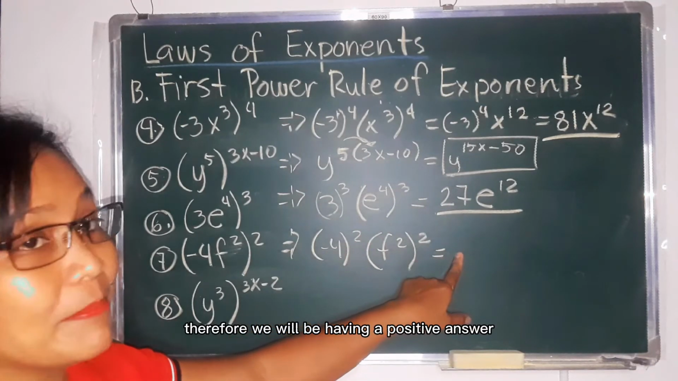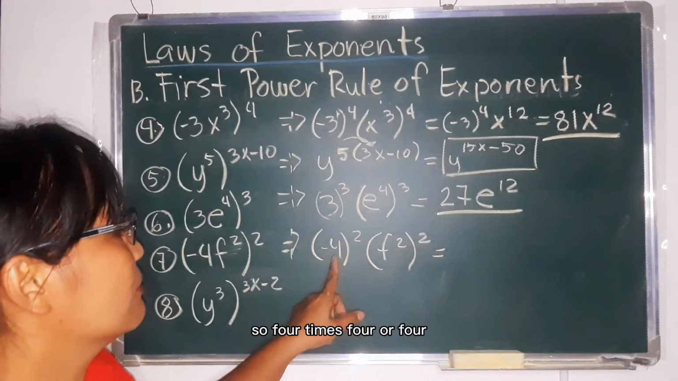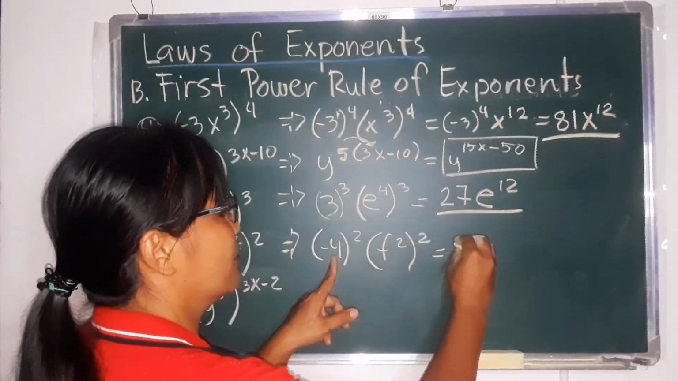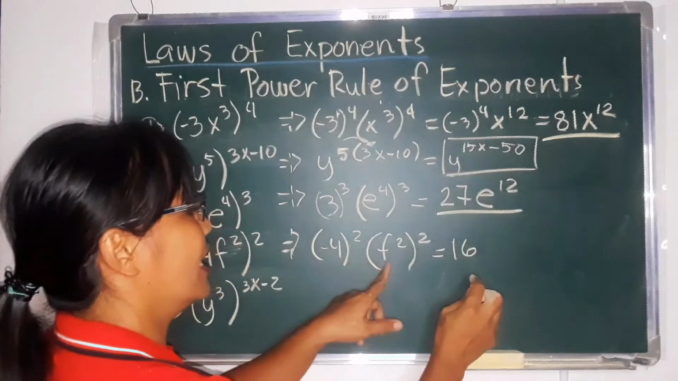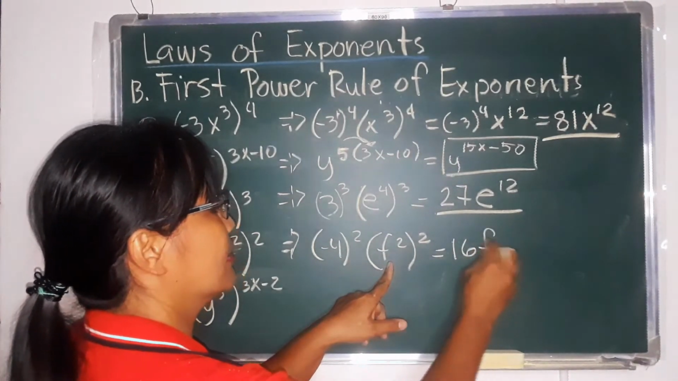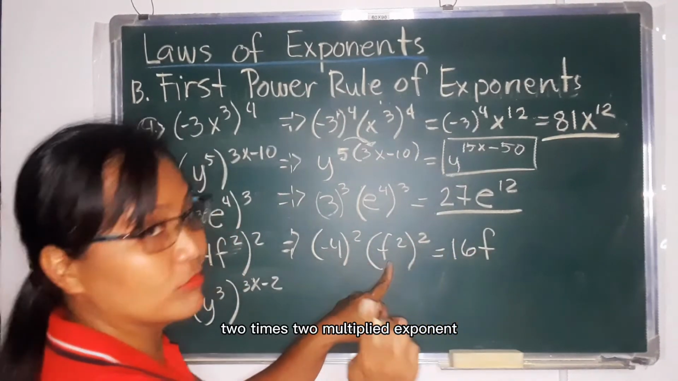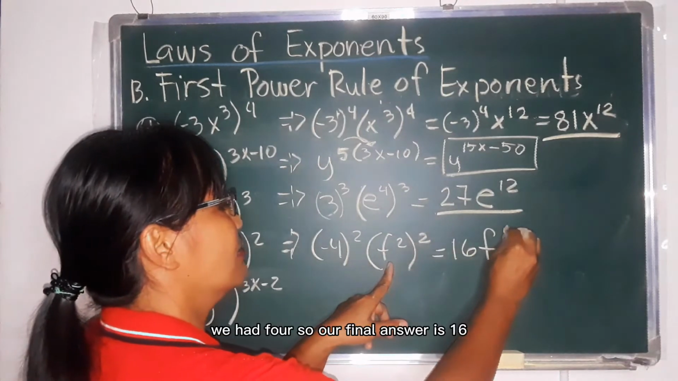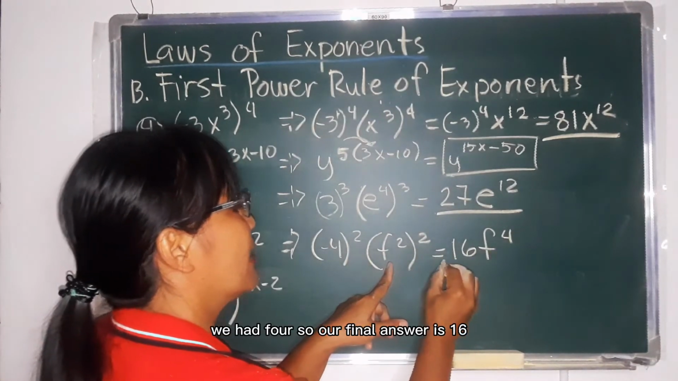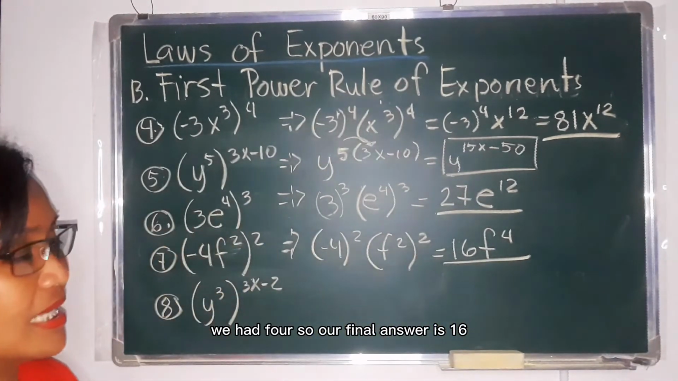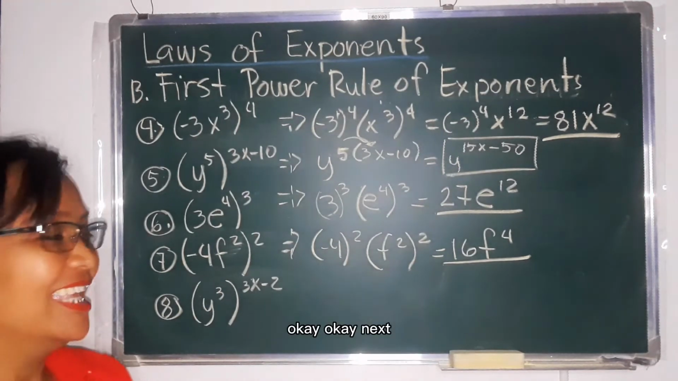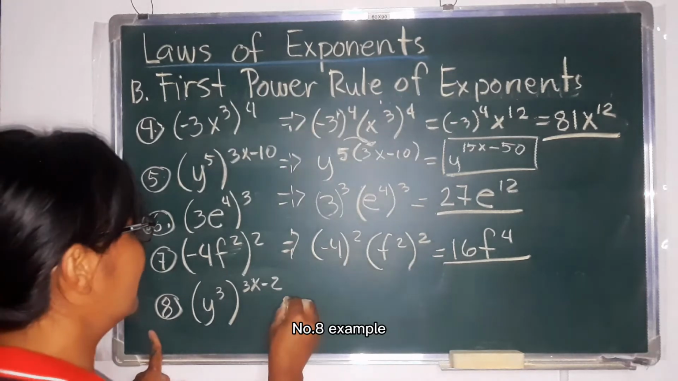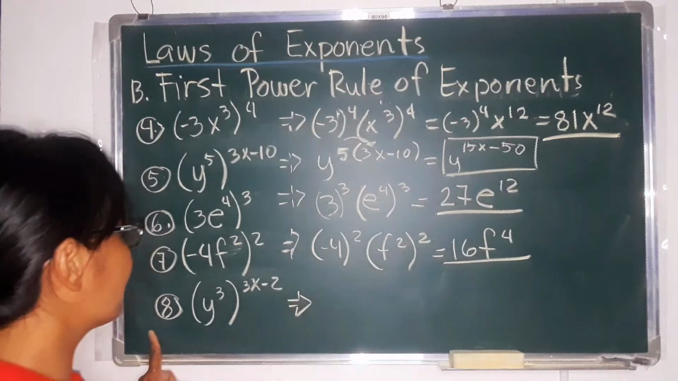Therefore, we will be having a positive answer. So 4 times 4, or 4 squared, is 16. And then copy f. 2 times 2, multiply the exponent. We have 4. So our final answer is 16f to the 4th power. Okay, next, number 8 example.